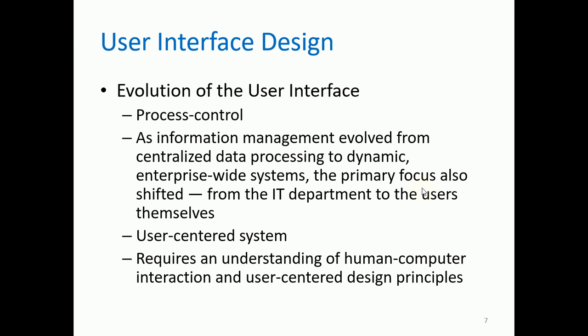So how does the user interface evolve? First, the user interface is process control. Actually, when graphical user interface is not used, we have the so-called command line interpreter or CLI. This CLI is more of process control. So what are you going to do with CLI? You're just going to type the command in a prompt and then the computer will execute. So that CLI is a process control.